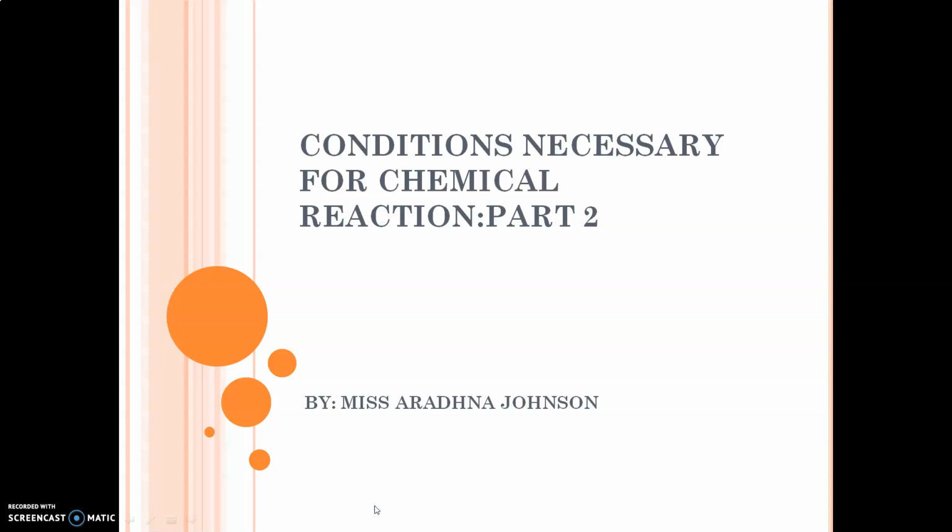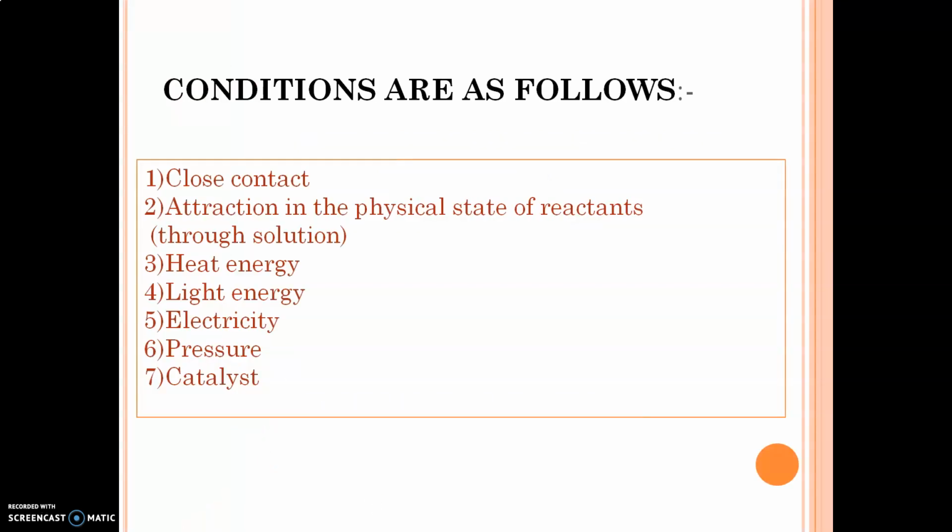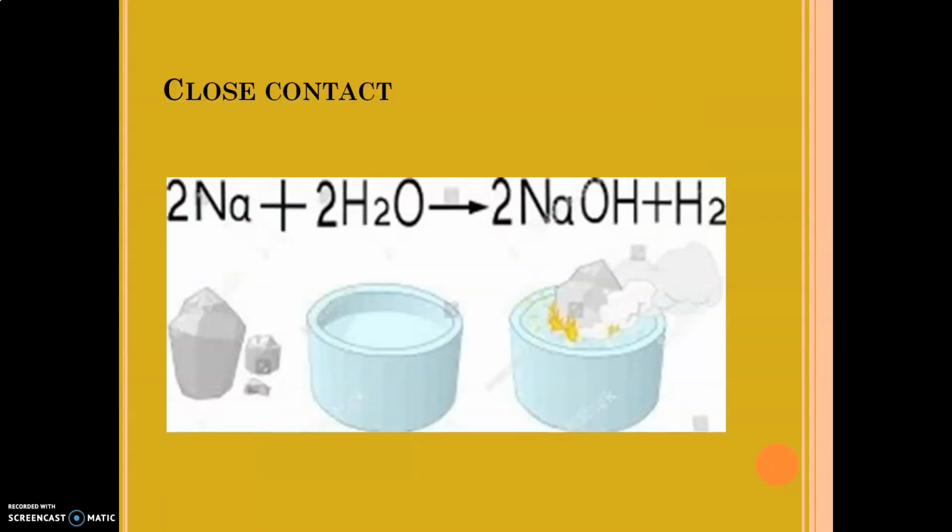So we'll take them one by one. The conditions are as follows. First, close contact. Second, attraction in the physical state of reactants through solution. Third can be heat energy. Fourth is light energy. Fifth, electricity. Sixth, pressure. Seventh, catalyst. Now we'll take all these conditions one by one. First comes your close contact.